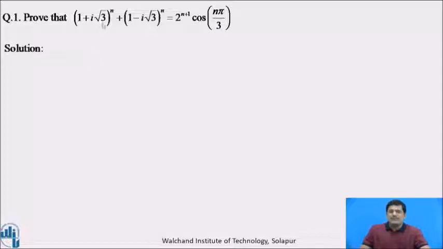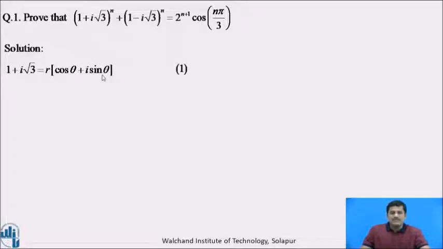As we want to find the powers of a complex number, first we will write the given complex numbers 1 + i√3 and 1 − i√3 in polar form. So let us consider the first complex number 1 + i√3, and its polar form is r(cos θ + i sin θ). Call it equation number 1.